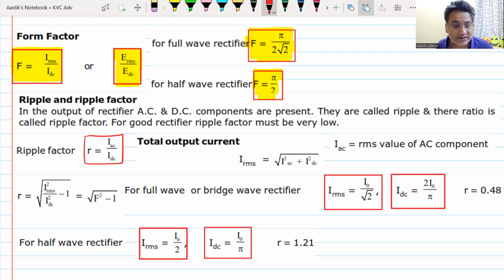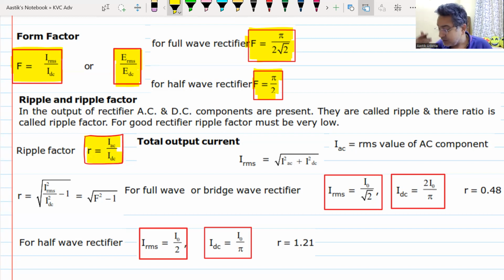Do we understand this? Yes or no? Either we understand it or we don't understand it. Understood, sir. Okay.